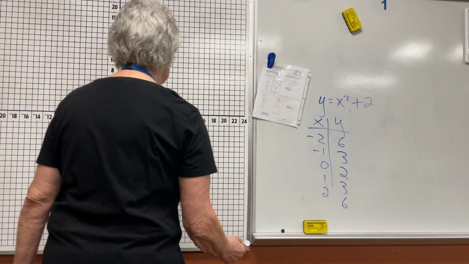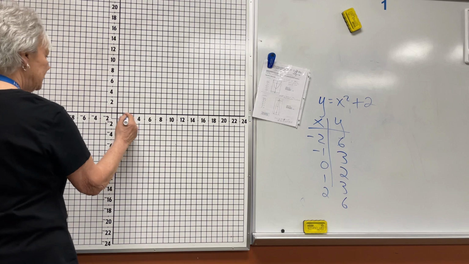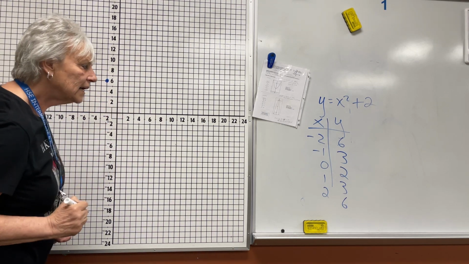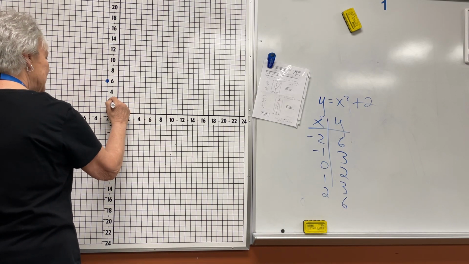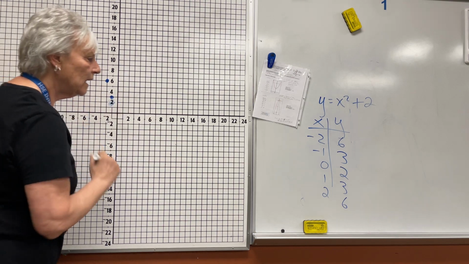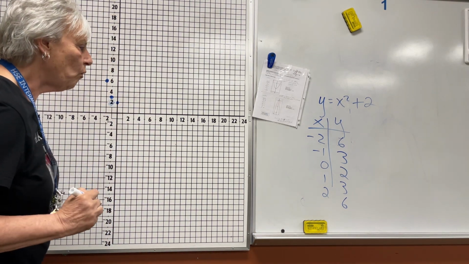So let's graph it. We have, I hate this graph. These numbers are confusing. -2, 6. -1, 3. No. 0, 2. 1, 3.